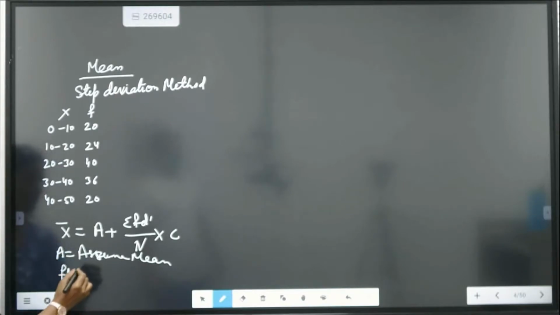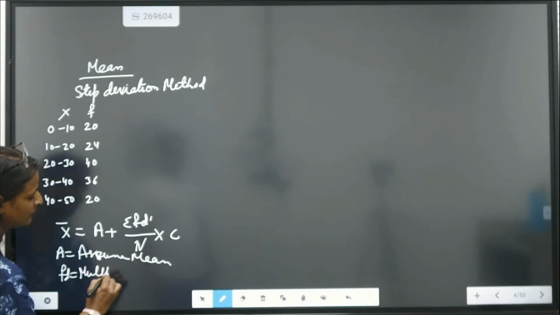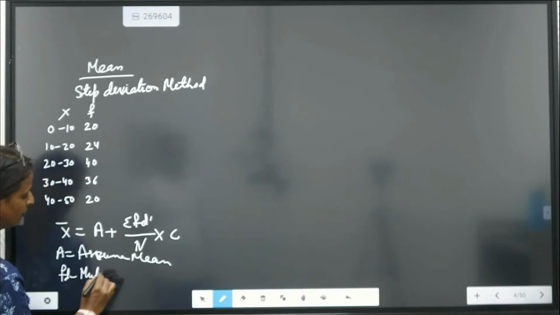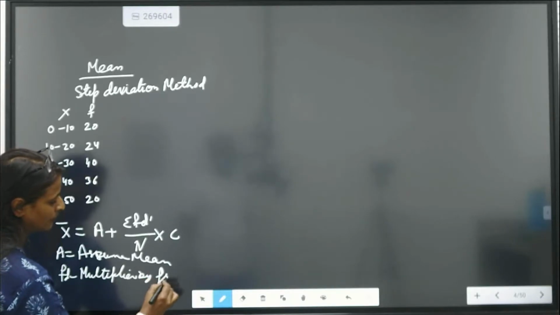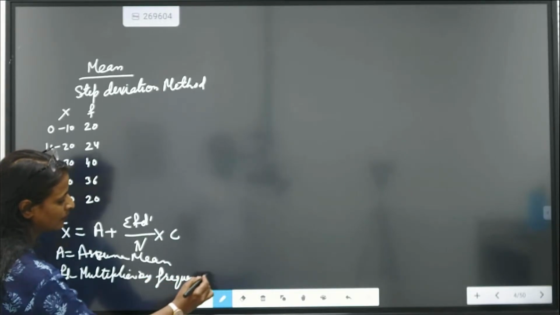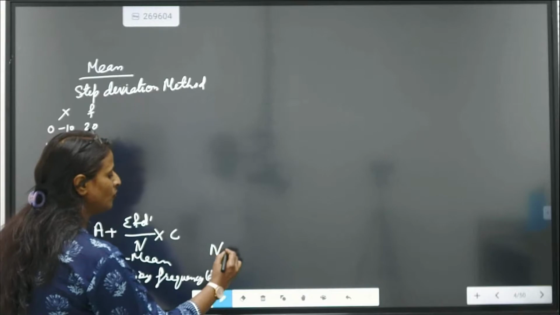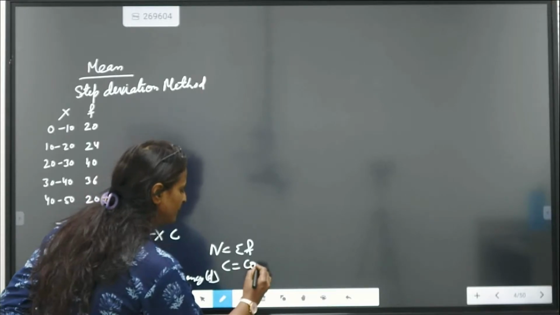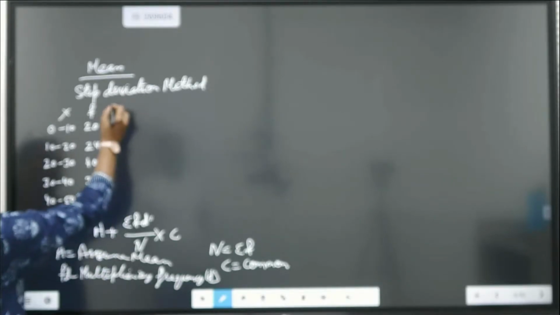एफ डी हो गया आपका मल्टीप्लाई बाय डेरिवेशन मल्टीप्लाई बाय फ्रीक्वेंसी। Derivation is multiply by frequency. N equals to, it is the total of your frequency and C is common factor है आपका। अब देखिए यहाँ पे सबसे पहले we are just find out the A.